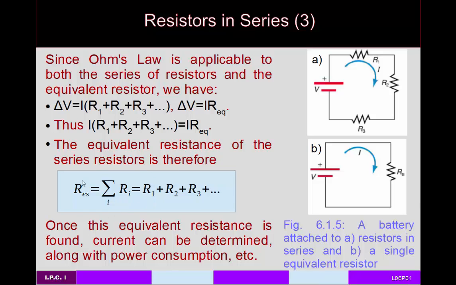Having found what this equivalent resistance is, we then can go back, because we know what the voltage drop is here. We can then figure out the actual numerical value of the current. And once we have that, or even without that, because we can use V squared over R for the power, we can find what the power consumption of this circuit is.